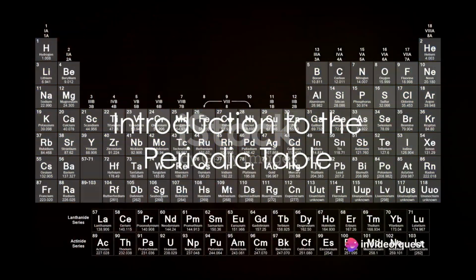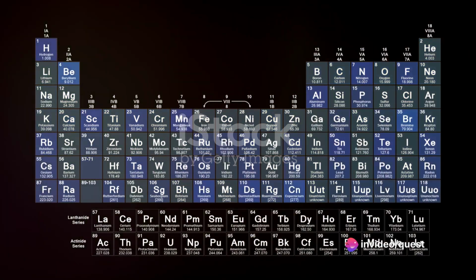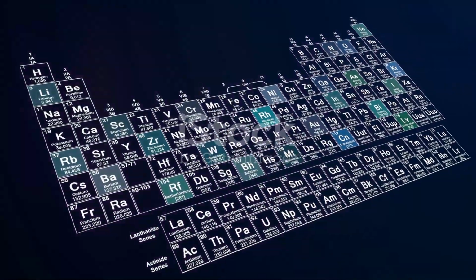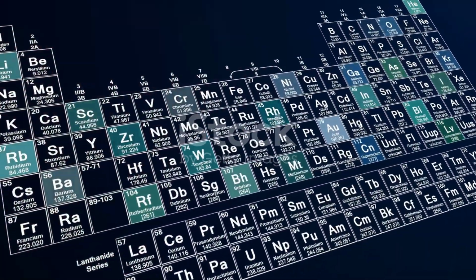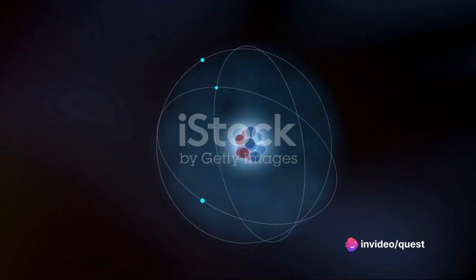Imagine if you had a map that could guide you through the world of atoms. Well, in a way we do. It's called the periodic table of elements. This incredibly useful table is like a treasure map of all known elements, meticulously organized based on their atomic structure.